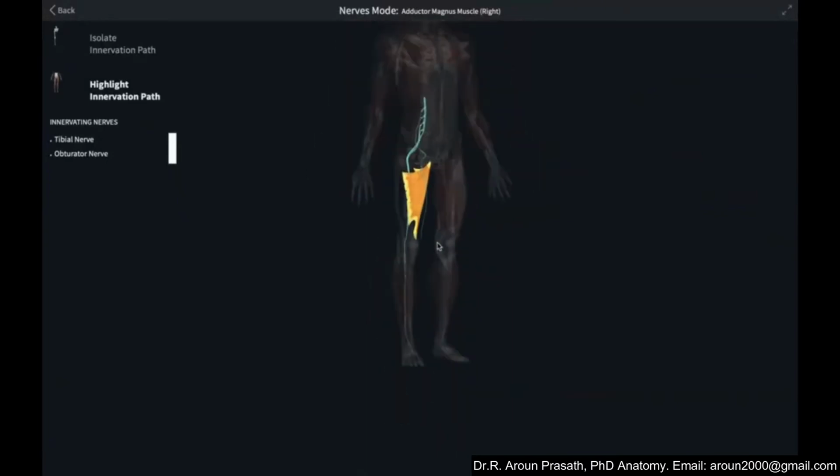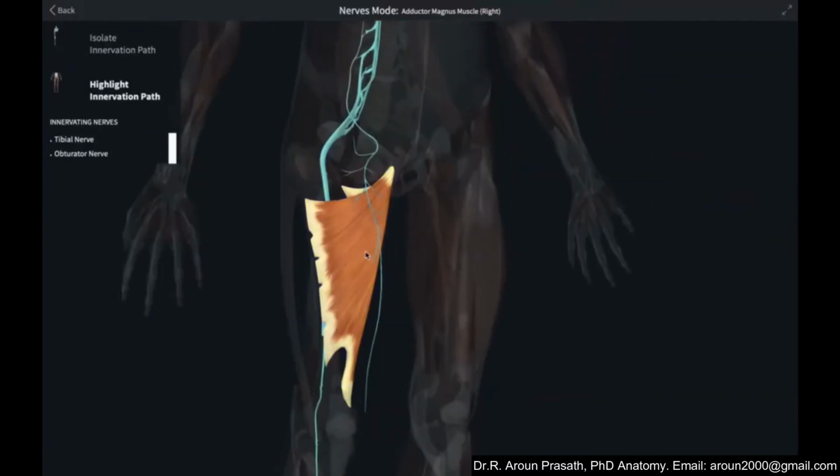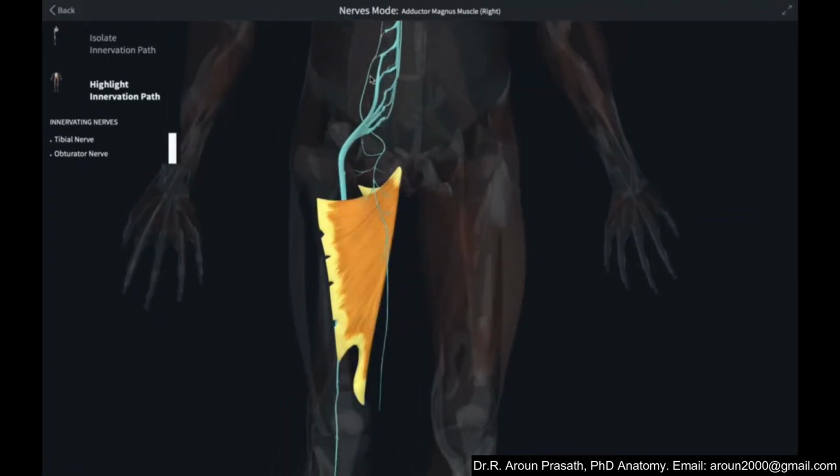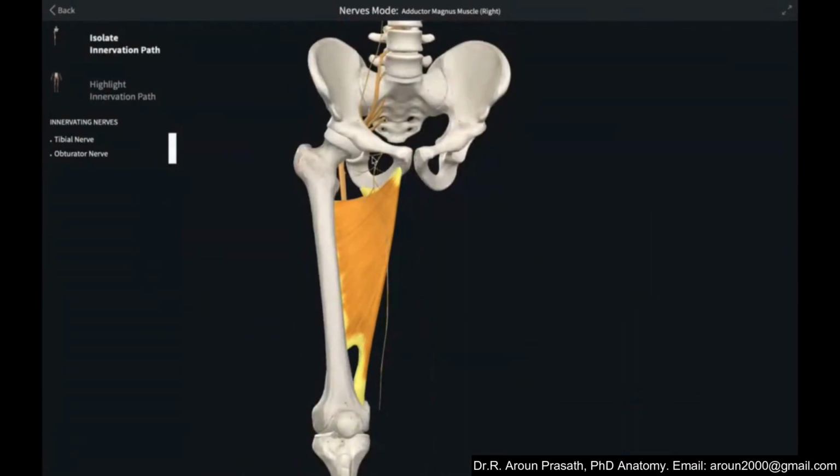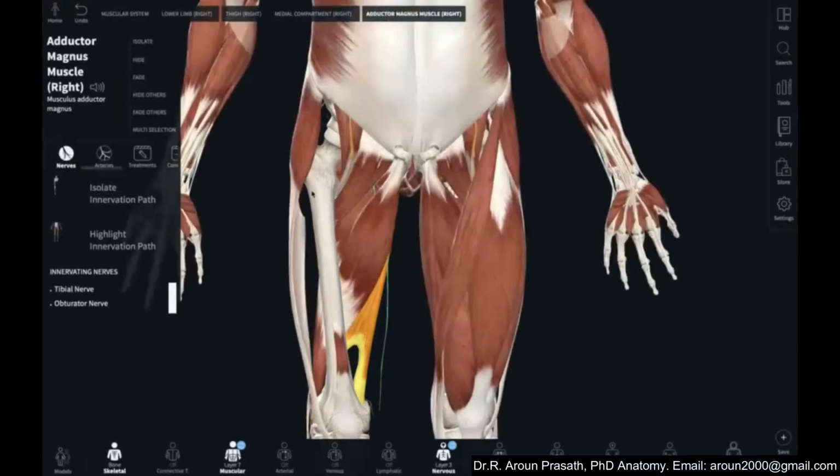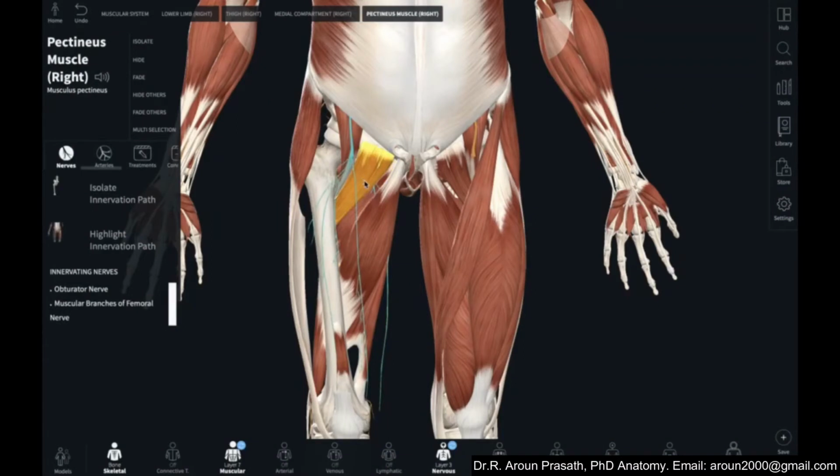You see, this obturator nerve starts in the lumbar plexus, and then it comes all the way through the obturator canal. So you see, this is the obturator foramen. Through this obturator foramen, the obturator nerve comes and supplies the muscles present in the medial aspect of the thigh. So this is adductor magnus, this is adductor longus, this is adductor brevis, and there is another small muscle called pectineus.